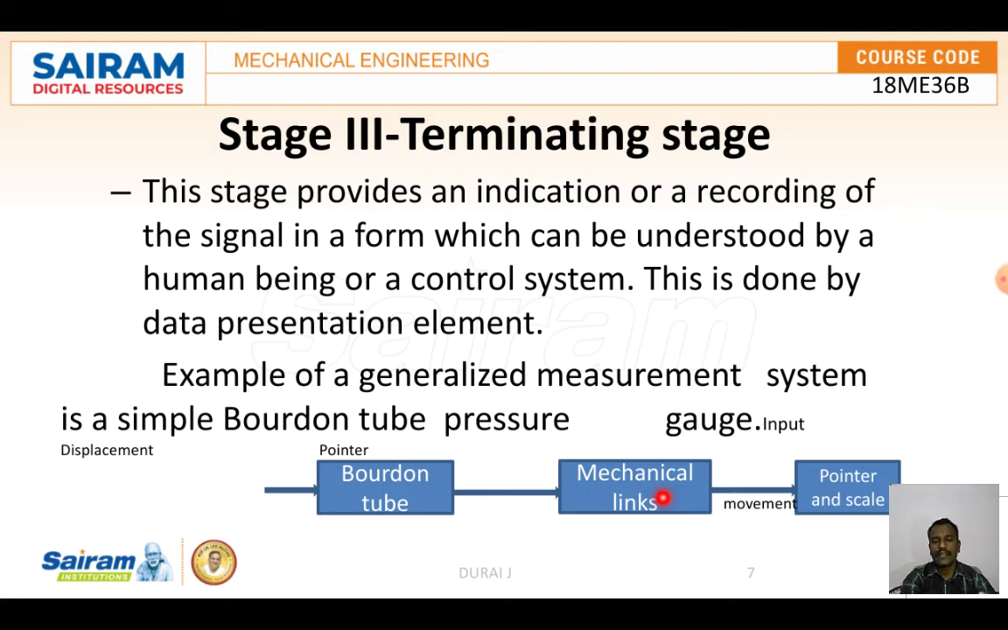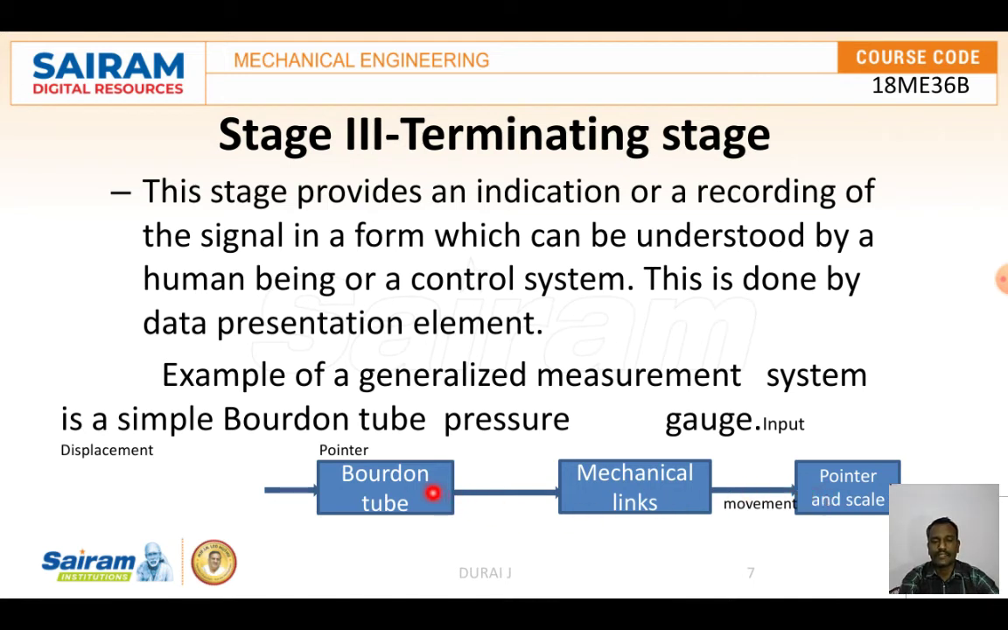The Bourdon pressure tube is connected with the rack gear, and that rack gear is connected with the pinion gear. The pointer is attached to the pinion gear. Once the pressure increases or decreases, it actuates the rack gear, and the connected pinion gear also rotates. From the pointer and the scale, we read the readings or values.